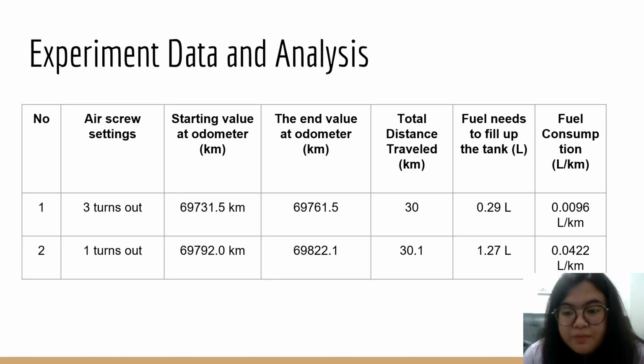Now is the important part, the experiment data and analysis. The experiment was conducted by going 15 km on the first trip and taking another way back of 15 kilometers to the initial place, with a total of 30 kilometers distance travel. The experiment was conducted with two different settings of air screw, the normal and the decreased number of turns. The data shows that the carburetor with the normal setting of air screw is consuming a lower amount of fuel than the one with the decreased turns.